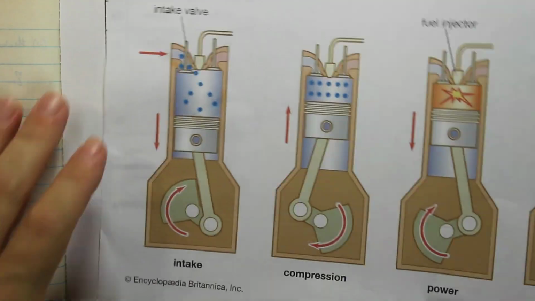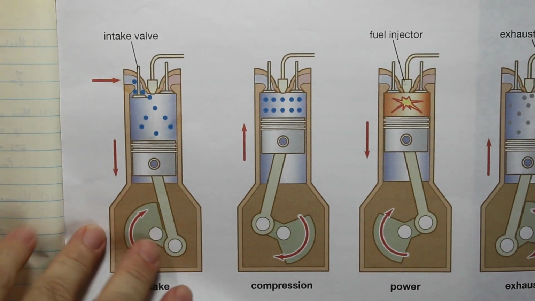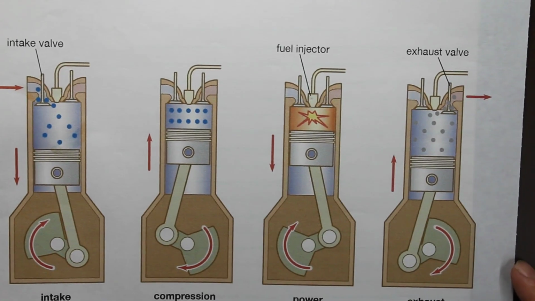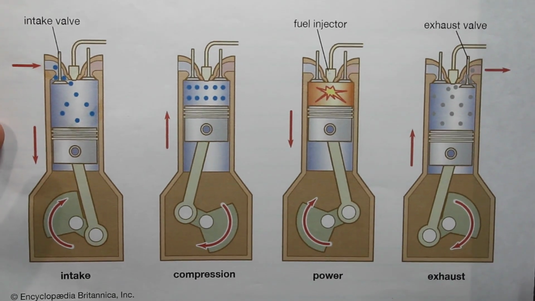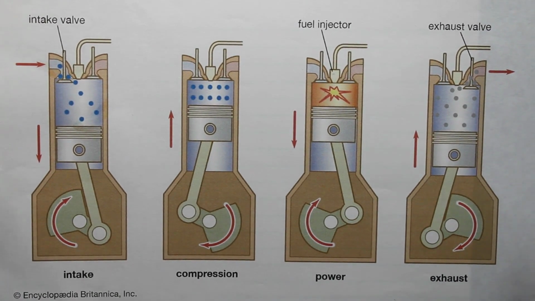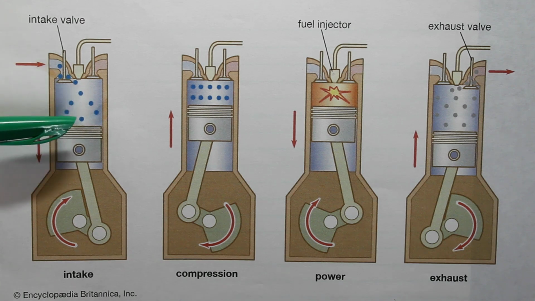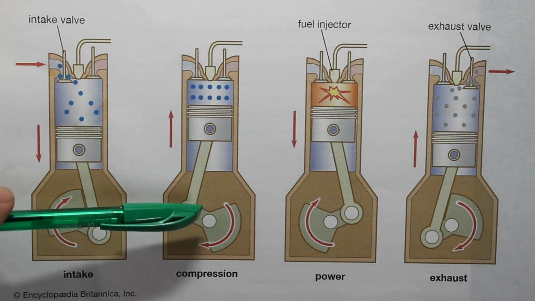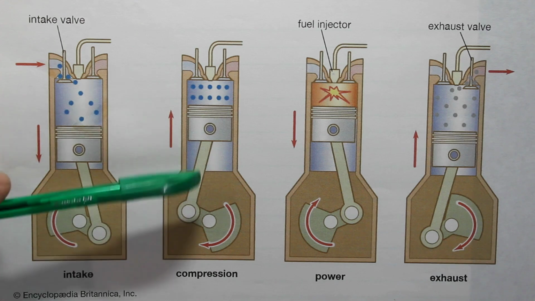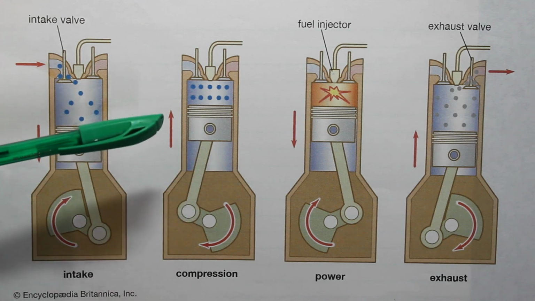All right, so let's look at this diesel cycle now. Inside of your diesel engine, first of all, we have the intake. You can see here, the valve opens up, the piston is going down, it's sucking in fresh air into the cylinder. Then on the compression stroke, as the piston starts moving up again, it starts compressing that fresh air.